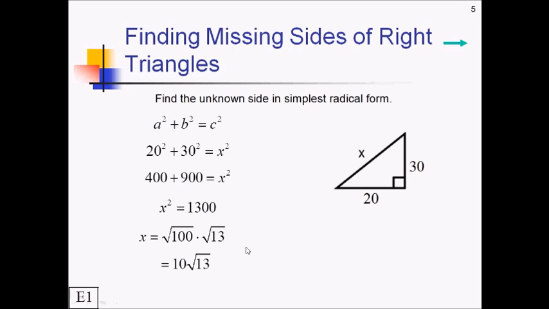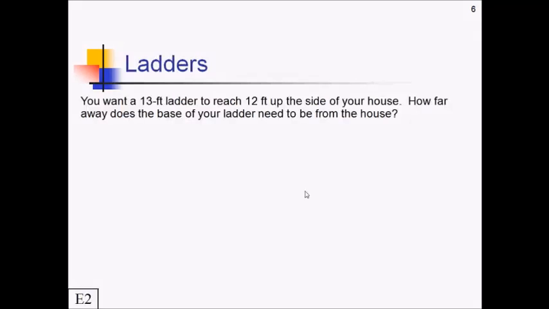Now, some of you might be wondering, since we square rooted both sides of an equation here, why are we not writing the plus or minus? Well, let's think about what we're finding. This is the length of a side of a triangle. Can we have a negative side length? No, we cannot. So although algebraically there's a negative solution to this, we're going to forget about it because we can't have negative sides. Let's do a real-life application. You want a 13-foot ladder to reach 12 feet up the side of your house.